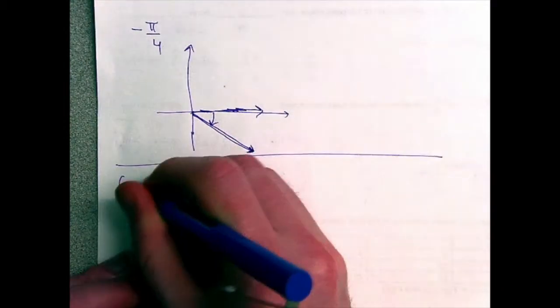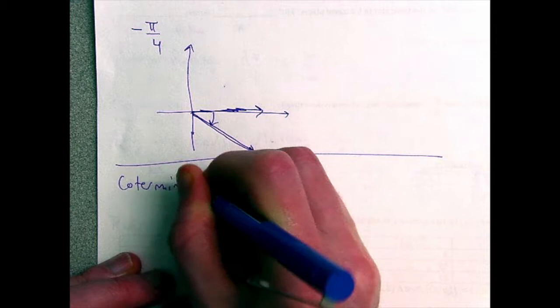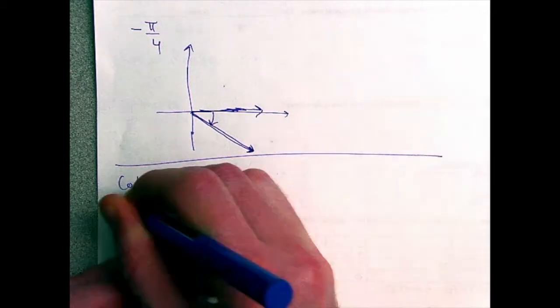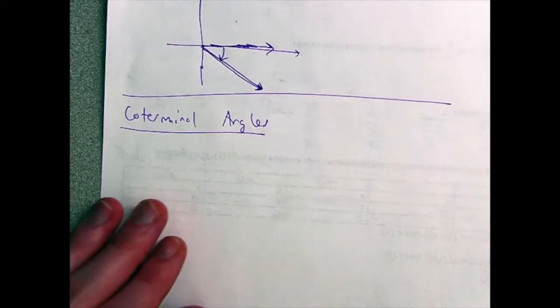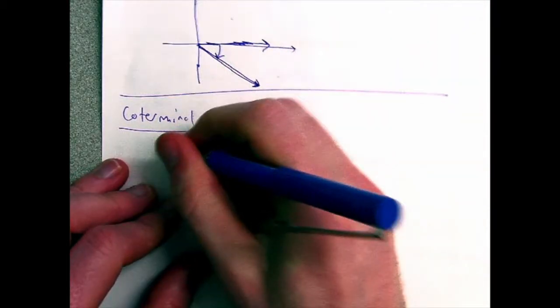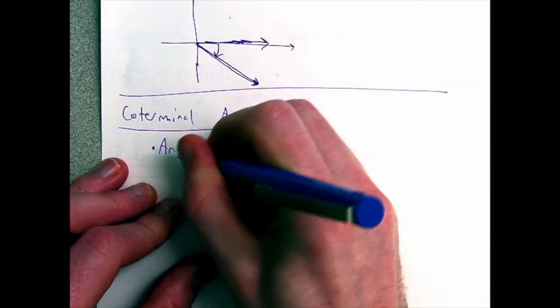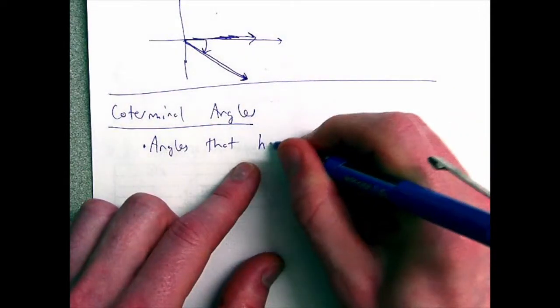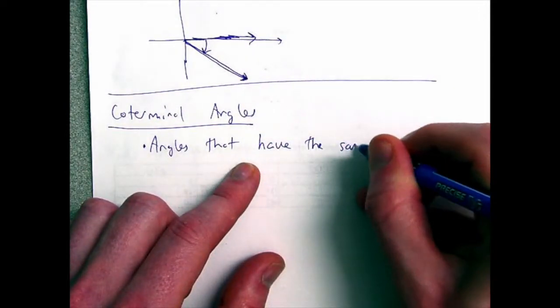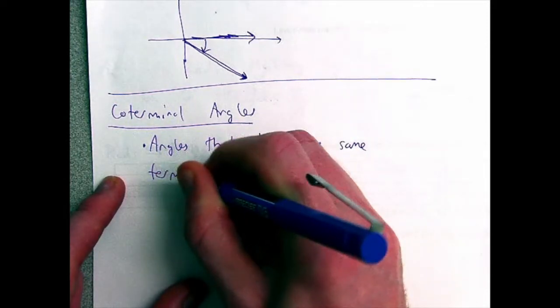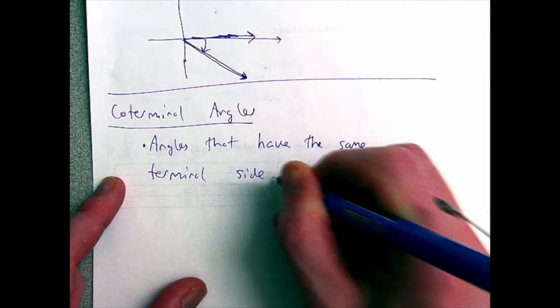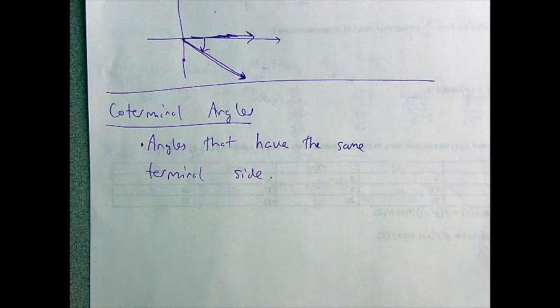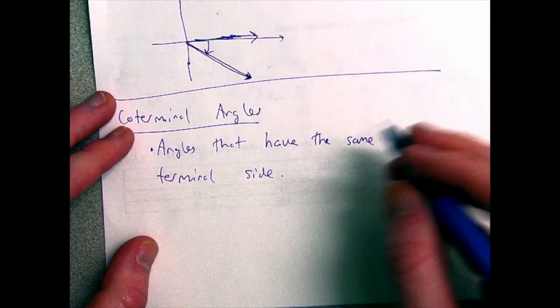So coterminal angles. So what are coterminal angles? Basically, coterminal angles are angles that have the same terminal side. Okay? What that basically means is, you know, I'll give you an example.